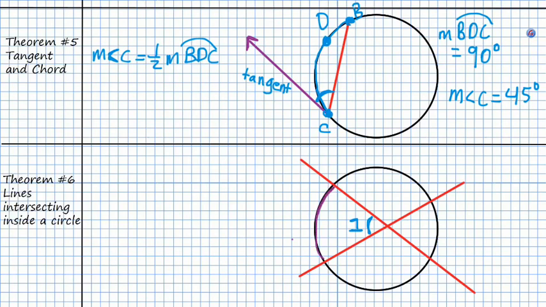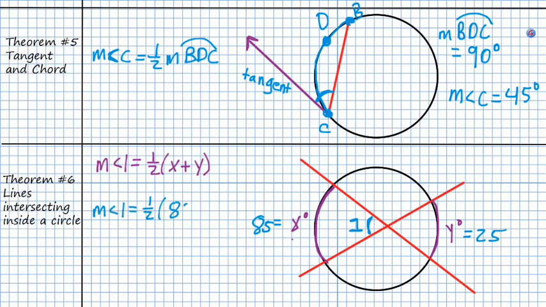So if we have this arc here, and we call it X, and we have this arc here, and we call that Y, then the measure of angle 1 is equal to 1/2 X plus Y. So if we go ahead and call X 85, and we go ahead and call Y 25, then what we see is that the measure of angle 1 is equal to 1/2 85 plus 25, and so the measure of angle 1 is equal to 55 degrees.